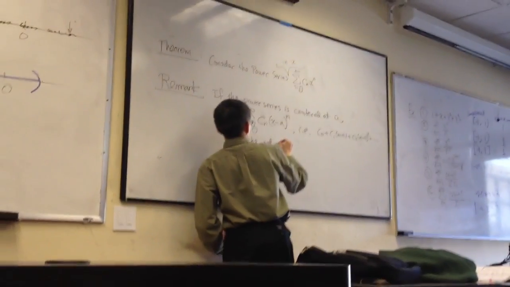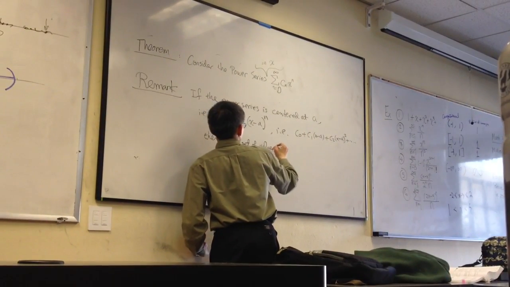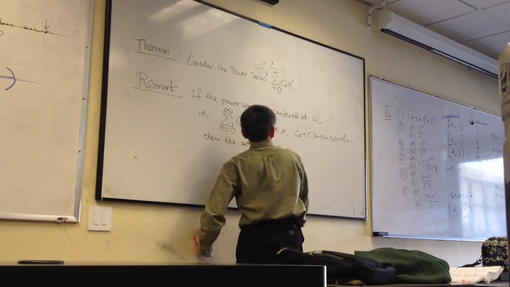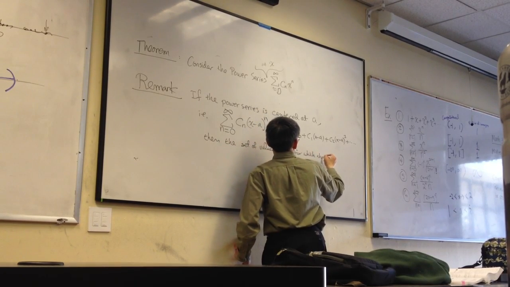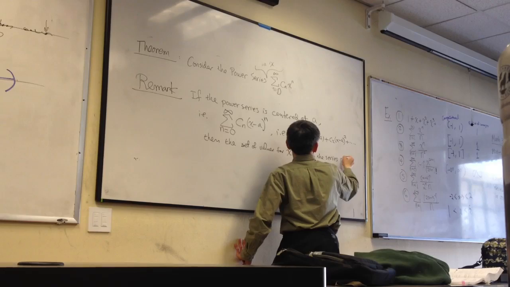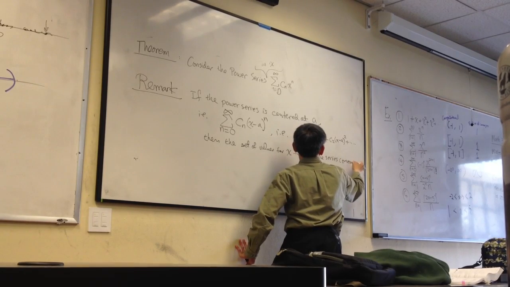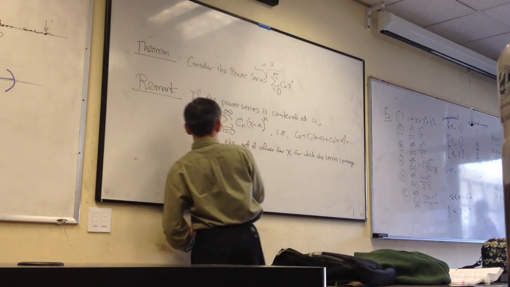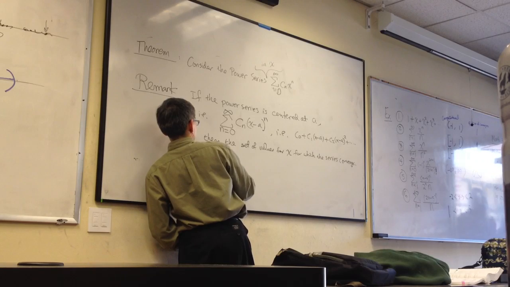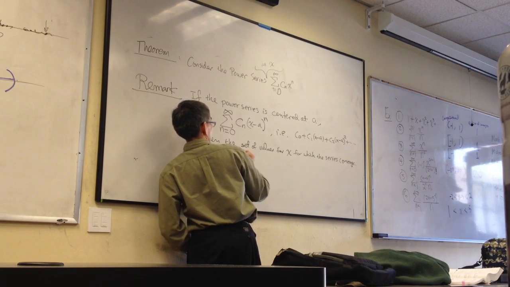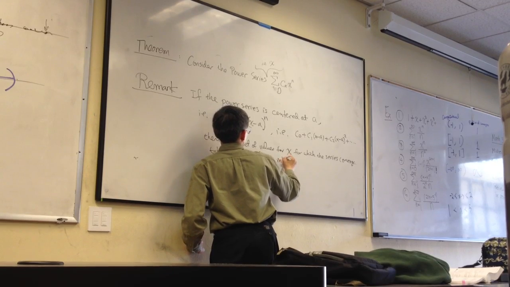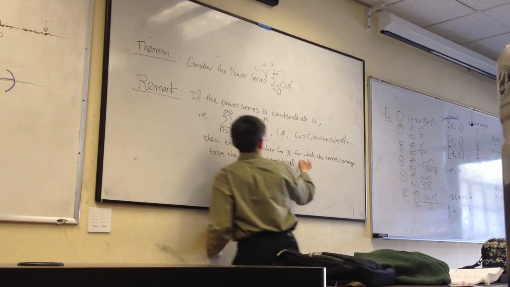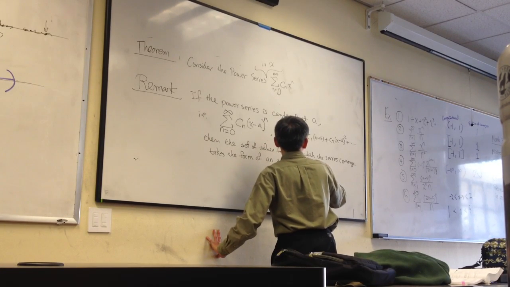The set of values x for which the series converges takes the form of an interval, centered not at 0 but centered where?